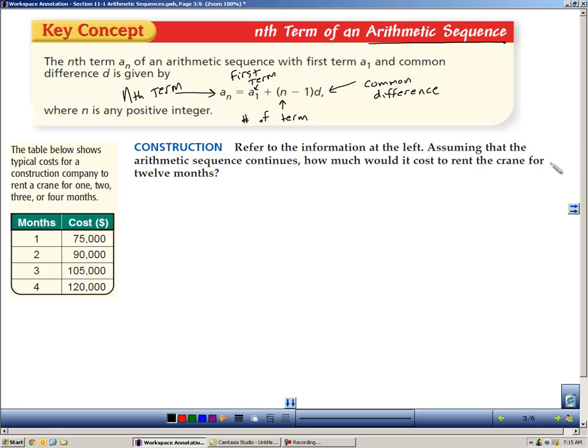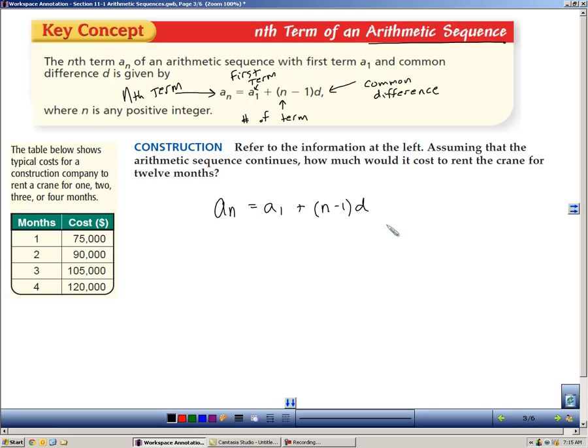So we have an example here where we're going to use this formula to help us solve. It says, look at the information in the table, assume it's another arithmetic sequence, how much would it cost to rent the crane for 12 months? Here we're given a set of values that go up to 4 months and how much that costs, and we want to figure out what it would cost for 12 months. So we want to find the 12th term of the sequence.